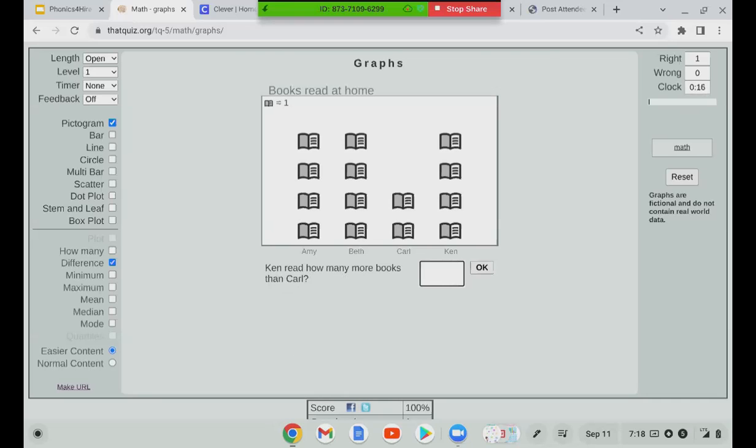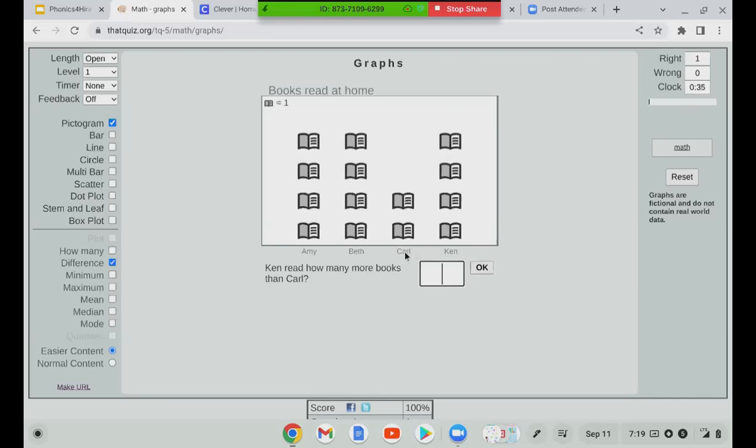Okay, so the way that this question is stated lets you know that Ken read more than Carl. So we're looking at Ken and looking at Carl. But how many more? It's not 4 because they're not asking how many Ken read. And it's not 2 because they're not asking how many Carl read. But they want to know how many more Ken read than Carl.